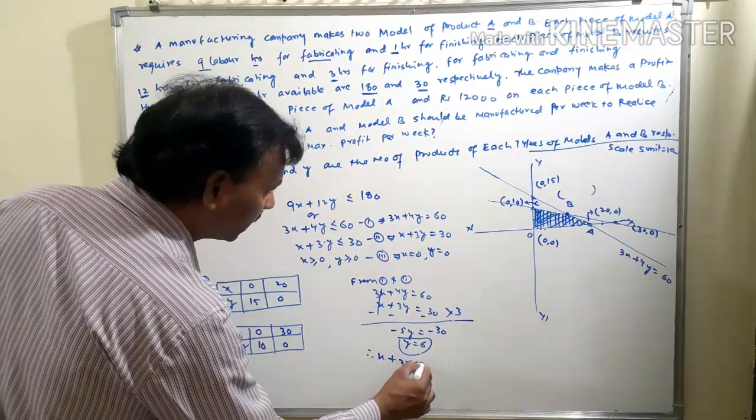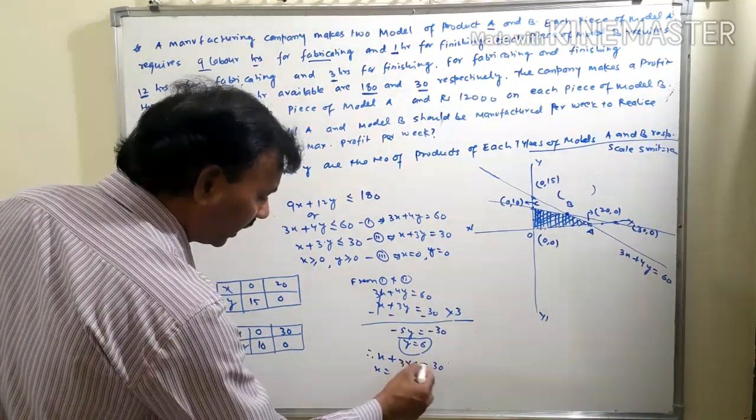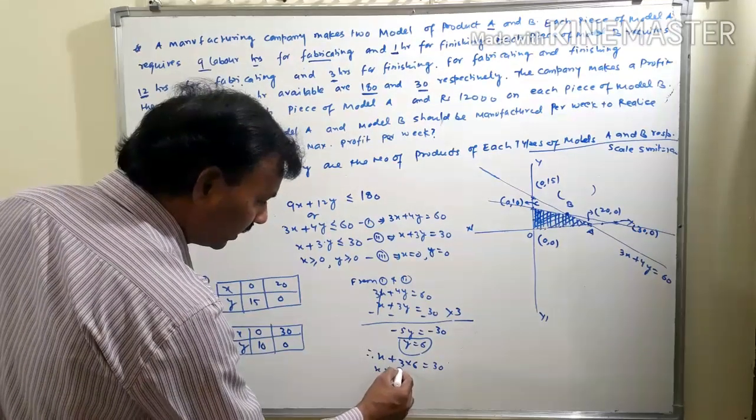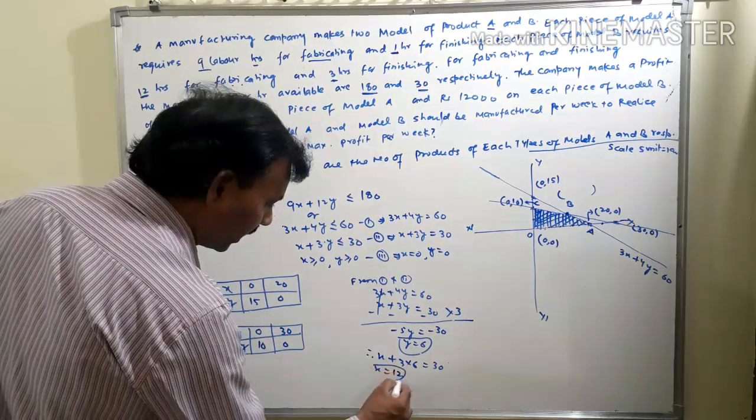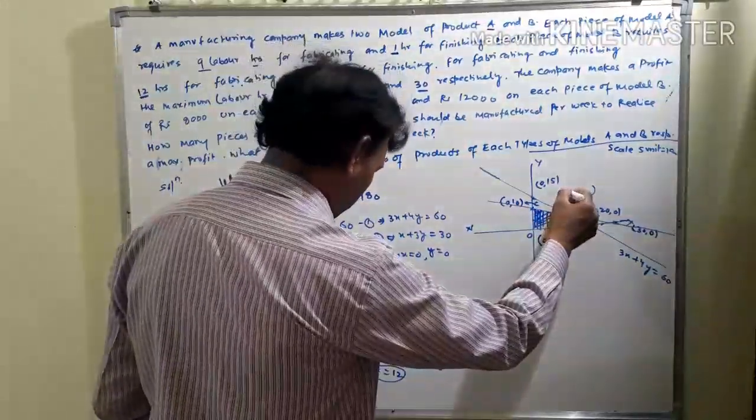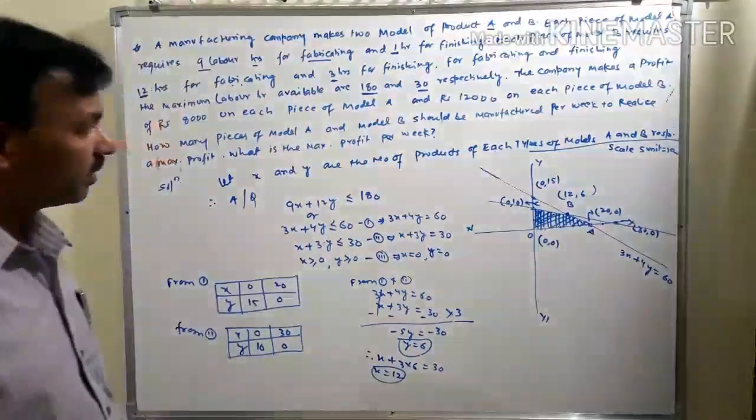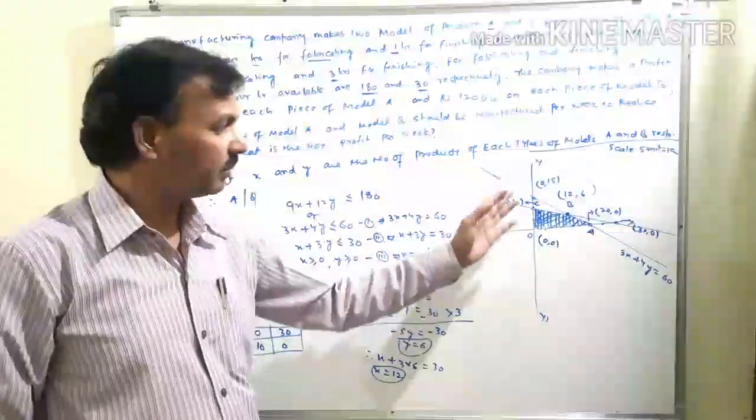into 6 equal to 30, x equal to 30 minus 18, that means this will be 12. x equal to 12 and y equal to 6, that means (12, 6). Therefore we should find the corner points of this feasible region.